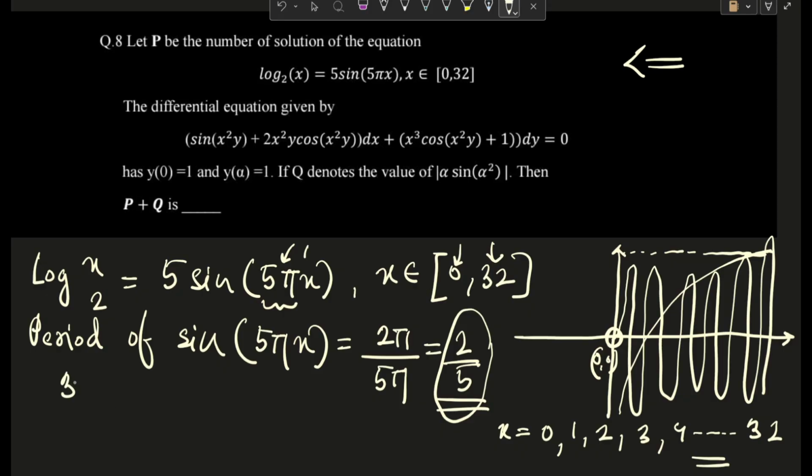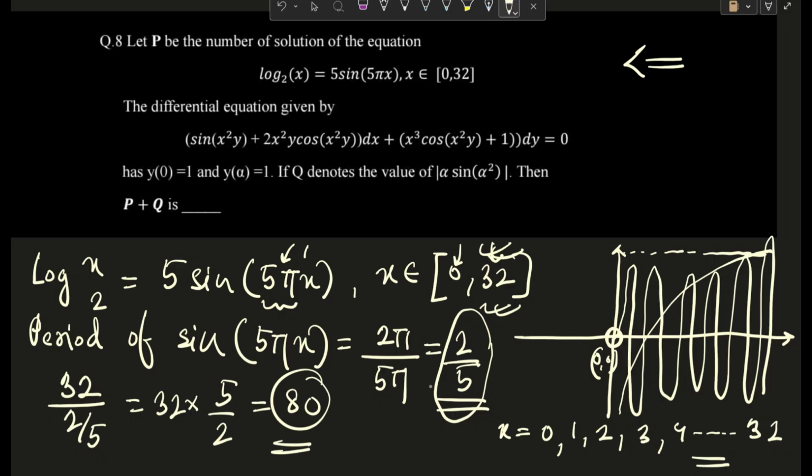Whatever integer points or decimal points, that doesn't matter. We have the period, we have the interval, and if you want to find the width of the interval, it's 32 minus 0, which is 32. So I will simply take 32 and divide this by the period 2 by 5. So this becomes 32 times 5 by 2. So 2 and 32 will cancel to give 16. So 16 fives is 80.